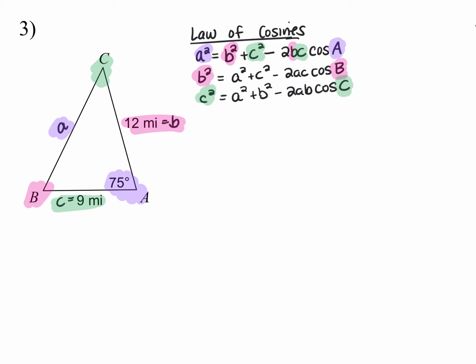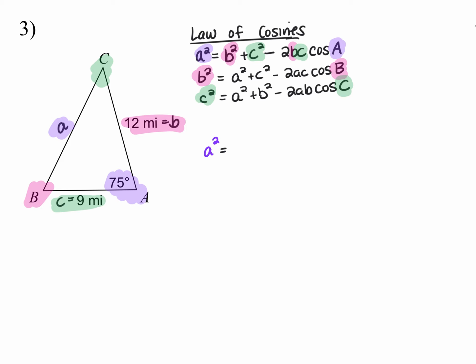Now the question is, which form do you use? Well, you look at the angle that you know something about, and that's the angle that we take the cosine of. In this case, we know angle A, which means we're going to use the first form of the law of cosines. Little a is unknown.